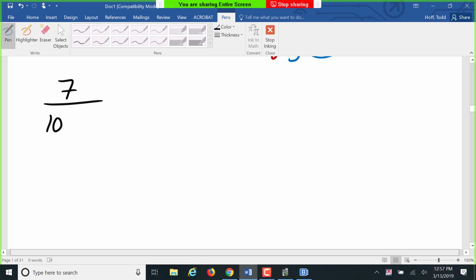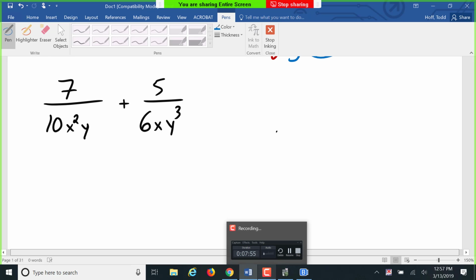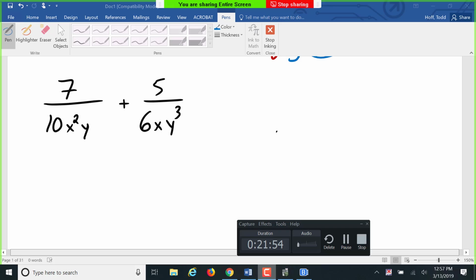So let's have 7 over 10x squared y plus 5 over 6xy to the third. I'm going to give you a half a minute or so, find the common denominator for me. Once you've found that, if you're done and I haven't started going over it yet, go ahead and start changing those fractions.